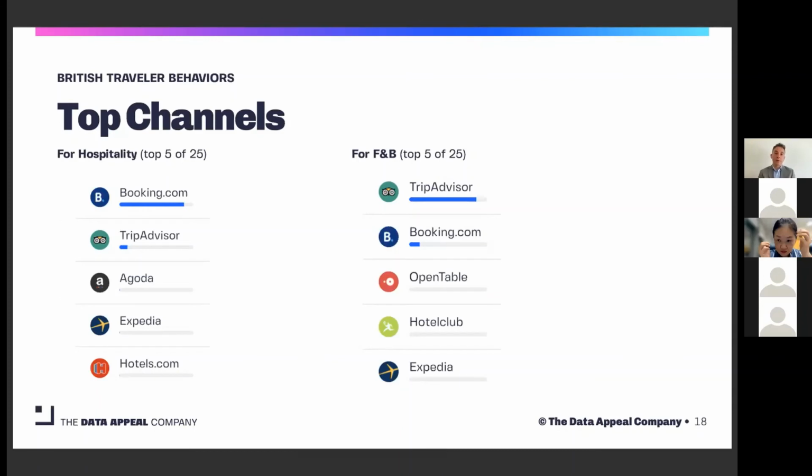If you want to focus on the hospitality aspect, if you want to focus on your hotel offering, if you want to focus on your Airbnb, on your small hires that you can have in terms of rooms, then your best option to target in terms of channels for UK travelers is Booking.com. And you can see these are the top 5 channels that we've been able to measure out of 25.